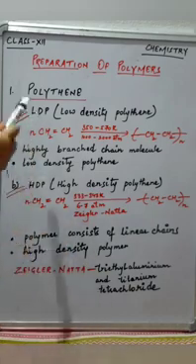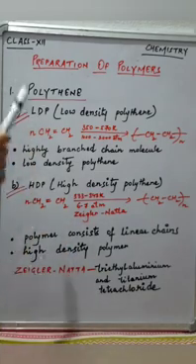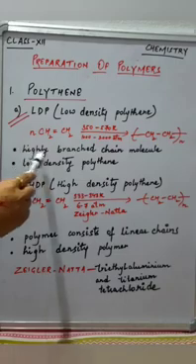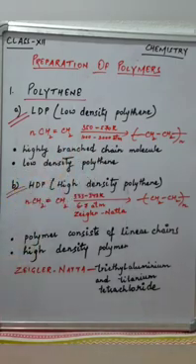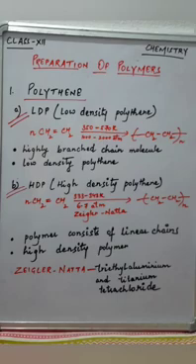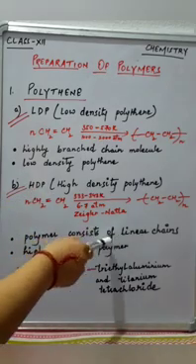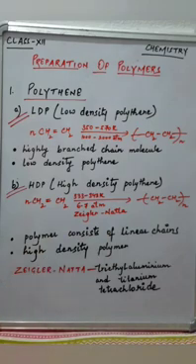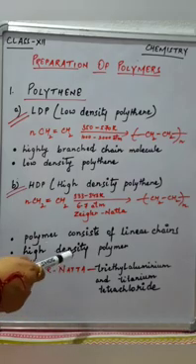The difference between these two polythene is that low density polythene is a highly branched chain molecule. That means there are many branches in the linear chain, which is the reason for their low density, because they are not closely packed. Whereas in high density polythene, the polymer consists of linear chains. Linear chains can be compactly packed. They can be packed easily, forming a high density polymer.